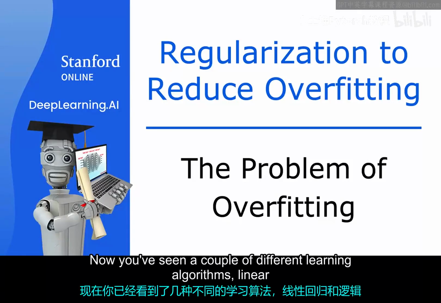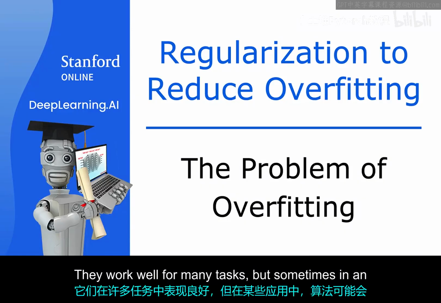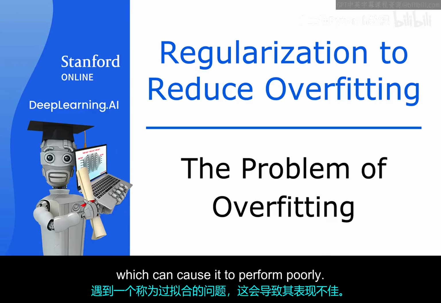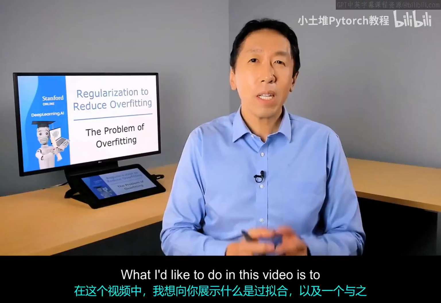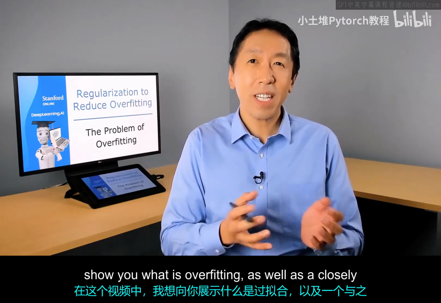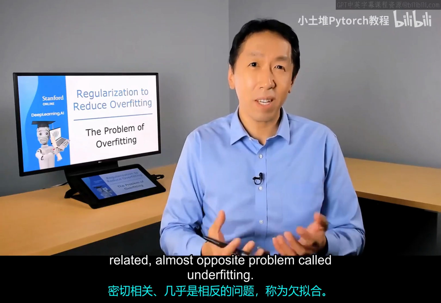Now you've seen a couple of different learning algorithms, linear regression and logistic regression. They work well for many tasks, but sometimes in an application, the algorithm could run into a problem called overfitting, which can cause it to perform poorly. What I'd like to do in this video is to show you what is overfitting, as well as a closely related, almost opposite problem called underfitting.